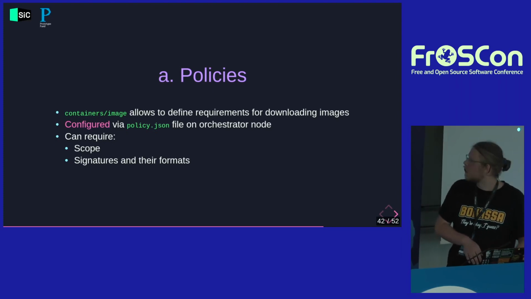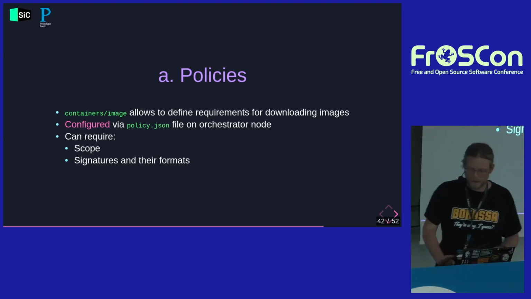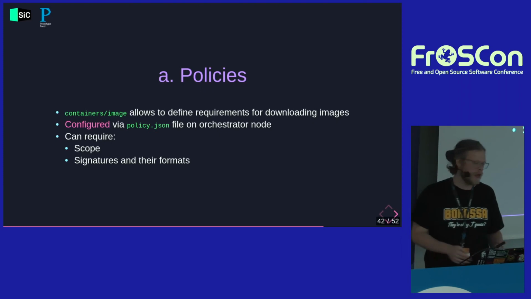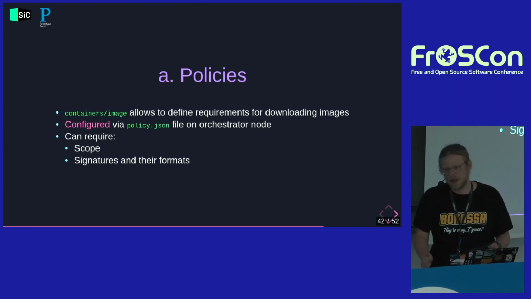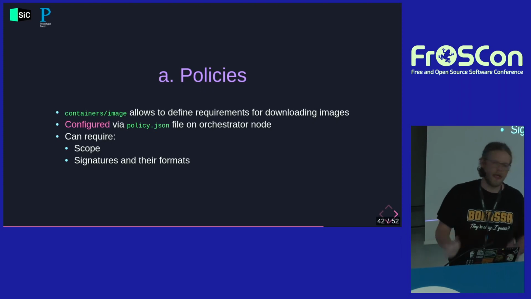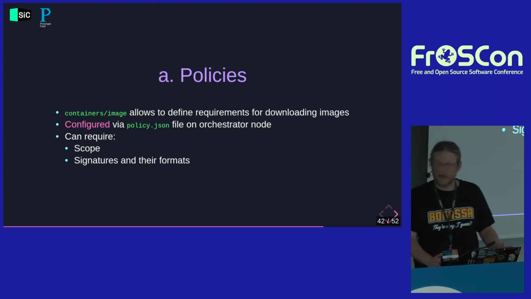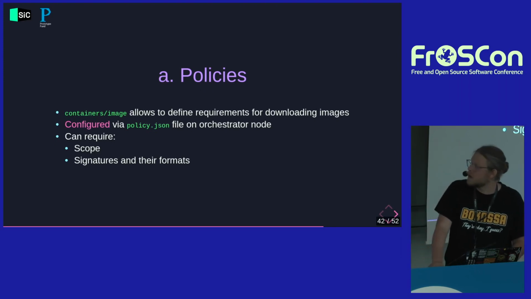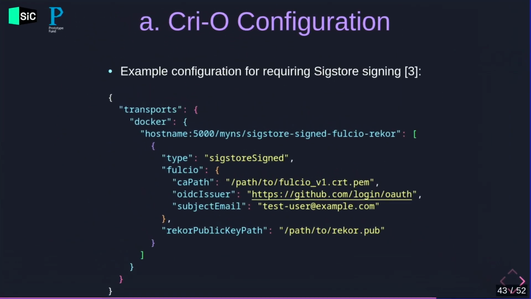Okay, with the policy you can define two things. The first thing is the scope, so just which registries are to be checked. If you want to check a registry, do you want to check only namespaces or a specific image? And then you can define what kind of signing system you want to use and what formats for that. For that, I have brought you a little example.